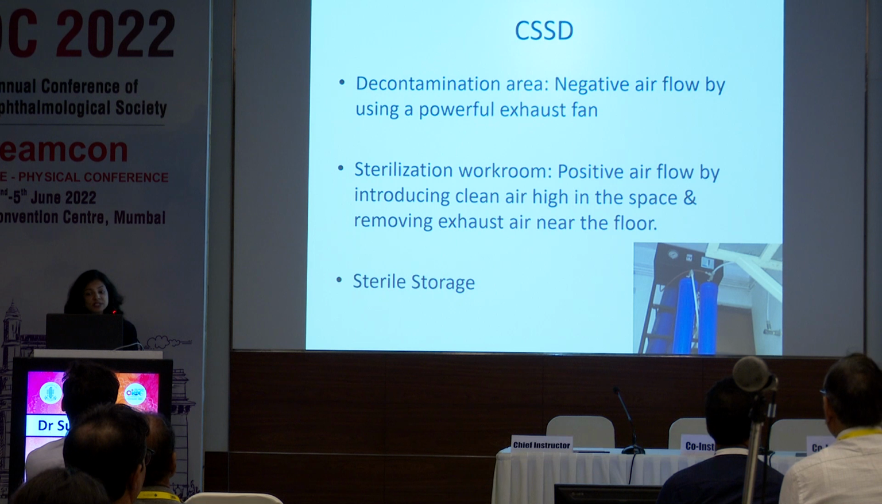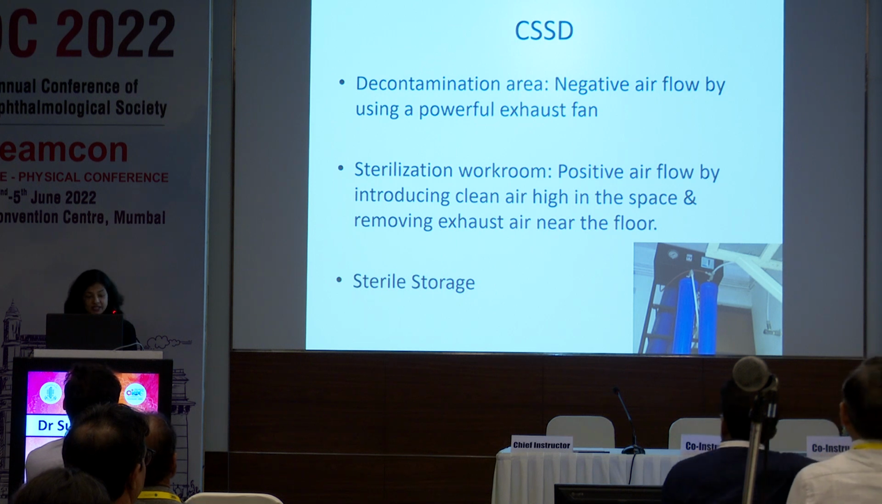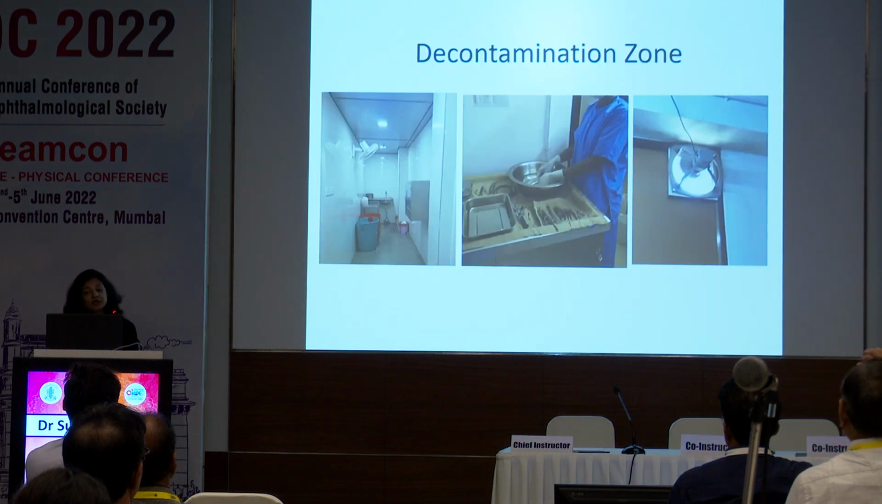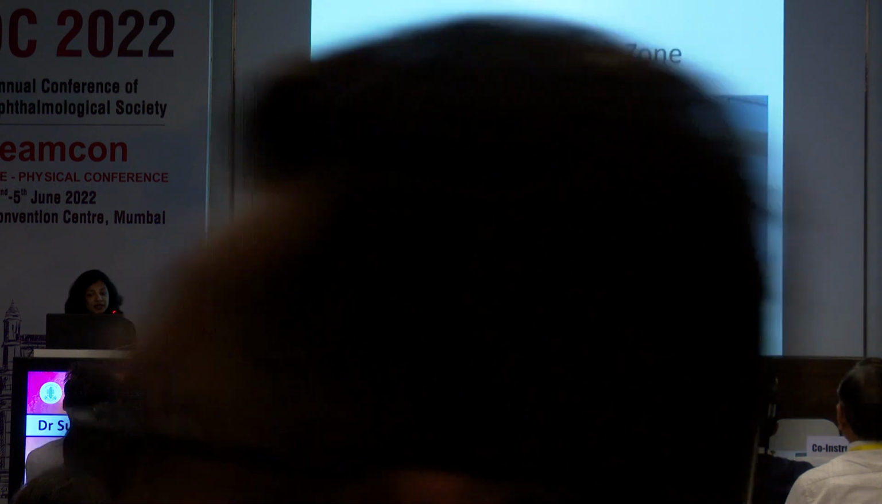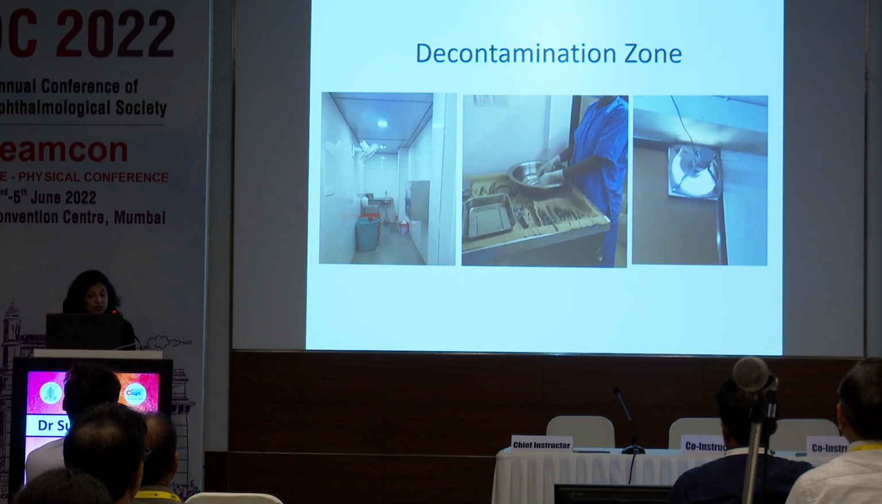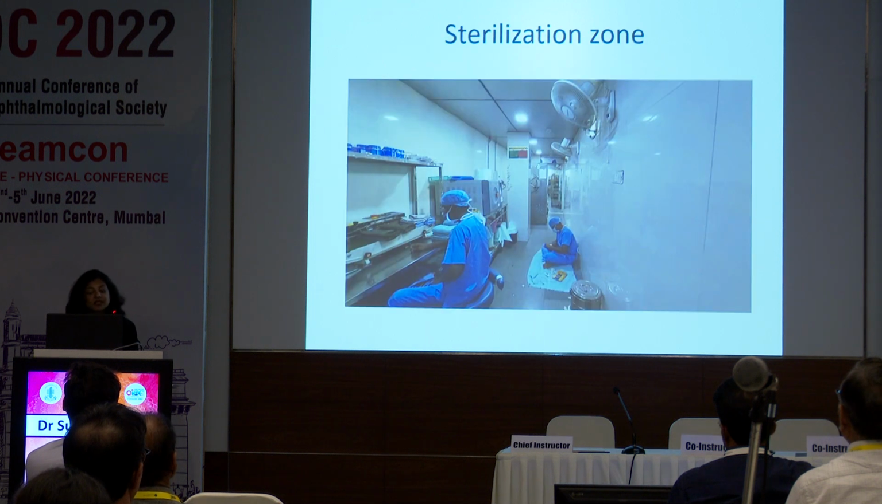The CSSD is divided into 3 areas: zone of decontamination, sterilization zone, and sterile storage area. In zone of decontamination, primary cleaning of instruments is done. This area should have a negative air pressure so that air does not rush out into other spaces when the doors are open. An easy way to achieve this is by use of a powerful exhaust fan. In sterilization zone, final packing and autoclaving of instruments is done. This zone should have positive air pressure.